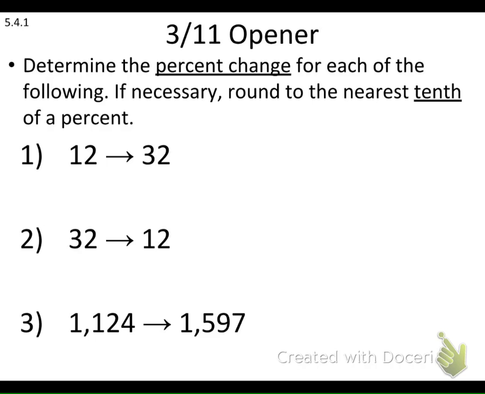So when we're doing percent change, the first thing that we have to identify is what? I have to identify my old number and my new number. So what's my old number, my original number for number one here? 12. And what's my new number going to be? 32. Now, with my old number and my new number, I'm going to have a formula that I'm going to substitute these for.